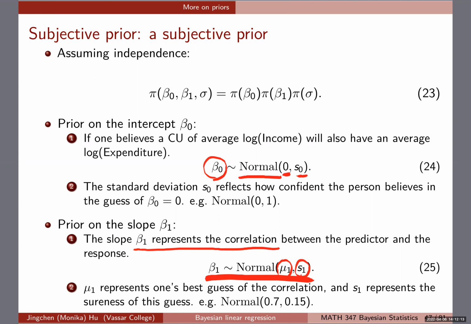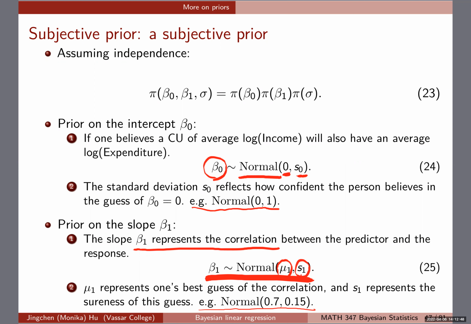Okay, so I'm giving you an example over here. For beta 0, we're using normal 0, 1. That is to say that I think most likely beta 0 is going to be around 0, because I'm giving a relatively small S0 value. And for my beta 1, because beta 1 represents the correlation after standardization, I have a very strong belief that the correlation is about 0.7. So I can center it at 0.7, and my 0.15 shows a relatively high confidence about this 0.7 guess.